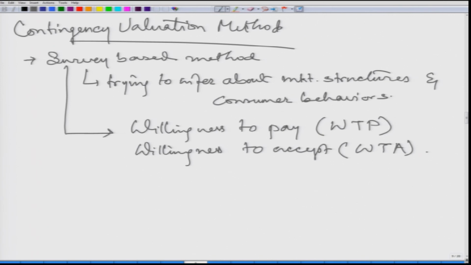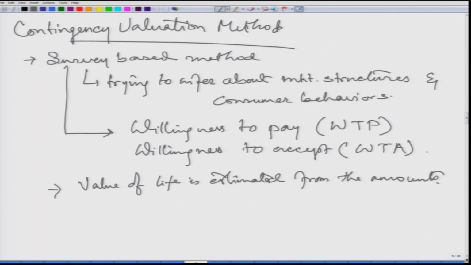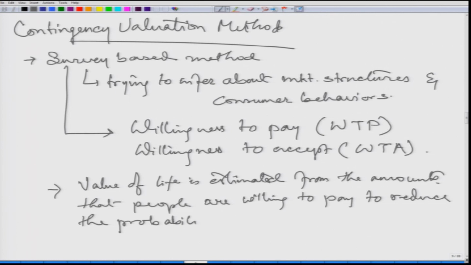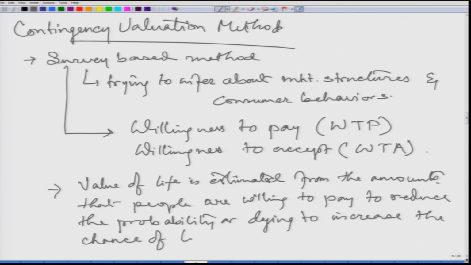So, we try to estimate the value of life. The value of life is estimated from the amounts that people are willing to pay to reduce the probability of dying, or to increase the chance of living a better, healthier life, whichever way. Yes, so that is the value of life, right?